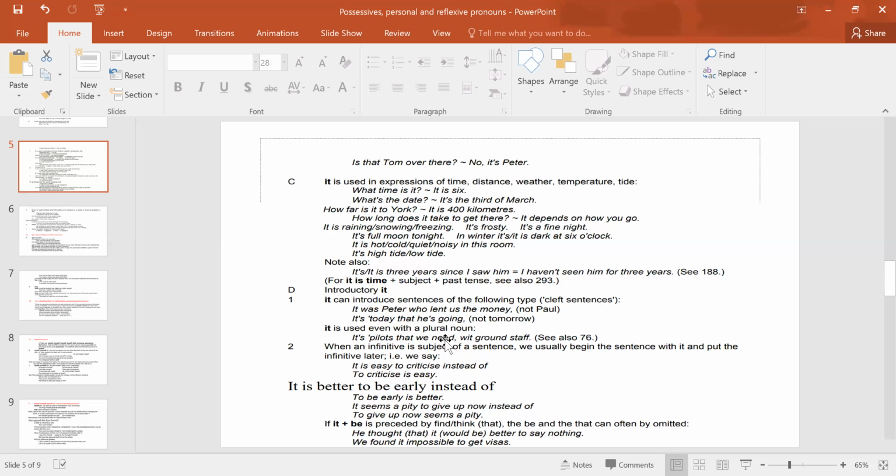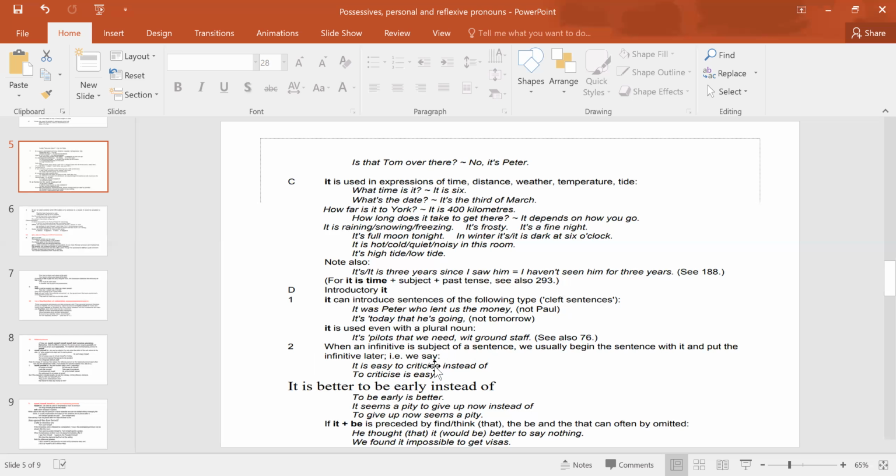It is used even with a plural noun. It is pilots that we need. All right, it is pilots that we need, not the ground staff. So it can be used with plural nouns as well.